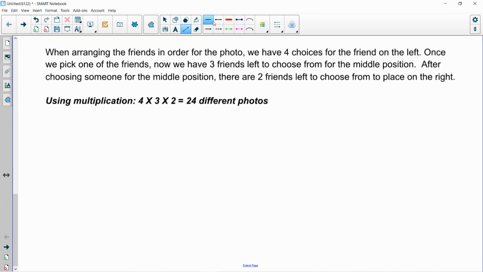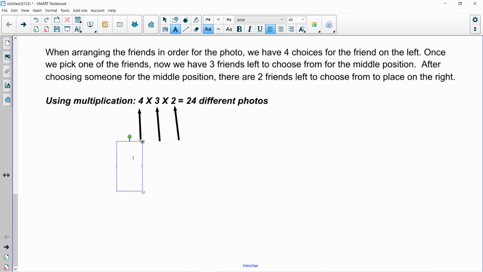We're talking about modeling an answer based upon the number of choices we have for each spot. So if we identify our spots, we've got a person on the left. We've got a person in the center, right? And then we've got ourselves a person on the right.